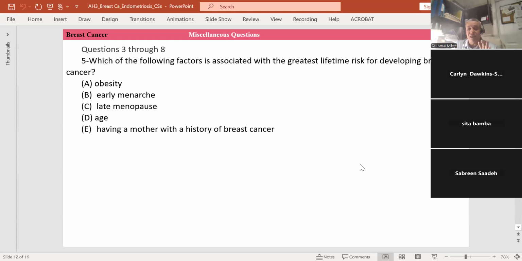So heredity or genetic predisposition accounts for 5 to 10% of all breast cancers. That's called hereditary breast cancers. They account for about 5 to 10% of all breast cancers, and give the woman a relative risk of approximately 2. So the relative risk is 4 with 2 first-degree relatives.